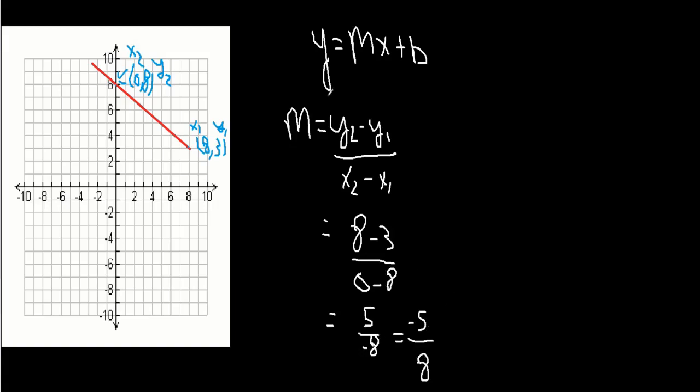So we have our slope now, which is negative 5 over 8, and we just have to find our y-intercept, which is b, and our y-intercept is going to be 0, 8, since that's where this line hits the y-axis, so that's 0, 8 here. And all you have to do is go ahead and sub in 8, so it's y equals negative 5 over 8 x plus 8.